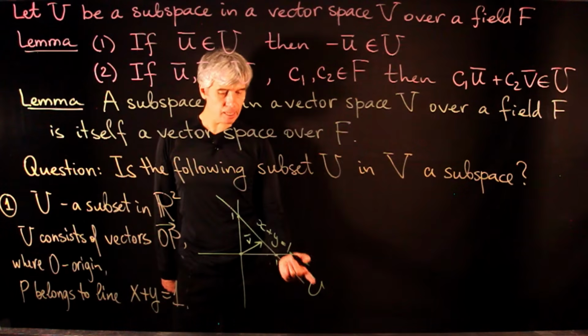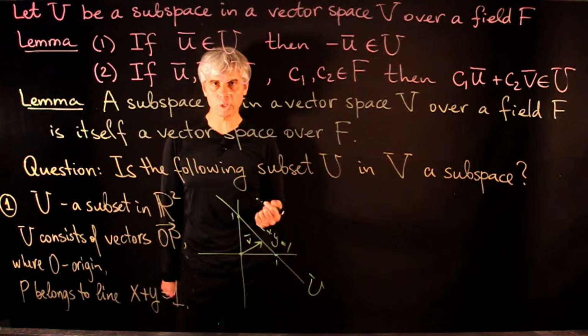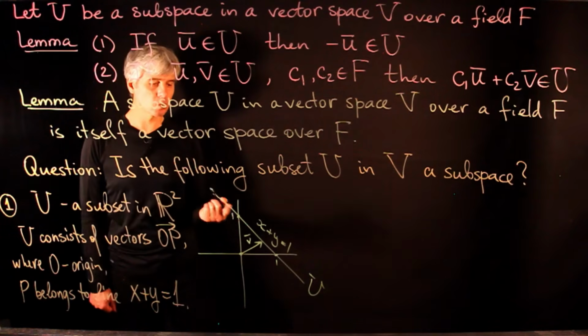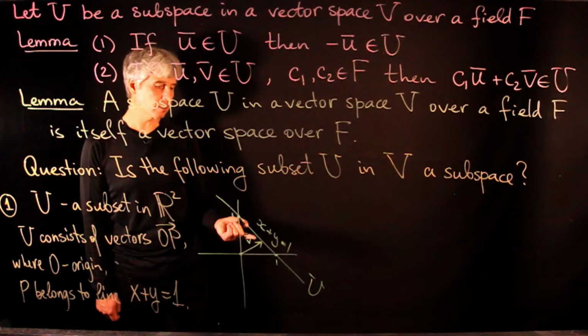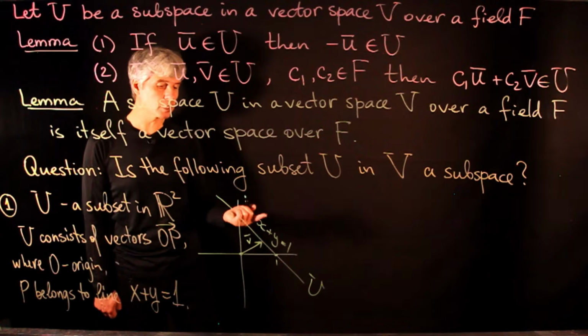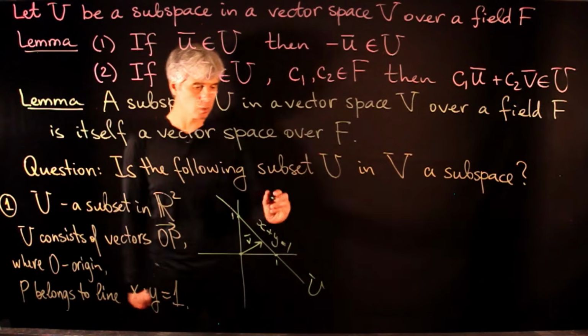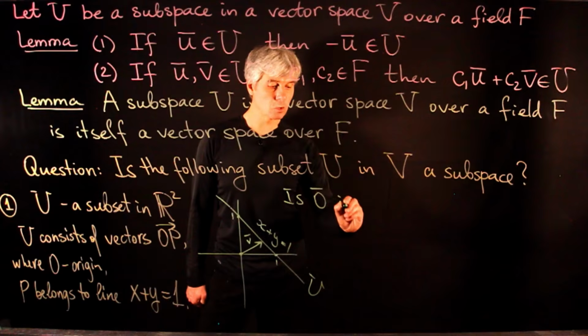Now, is this subset a subspace? Does it satisfy the three properties of a subspace? We start with the first one. When we have a question like this, the easiest property to decide is whether 0 belongs to U or not. So is the 0 vector in U?